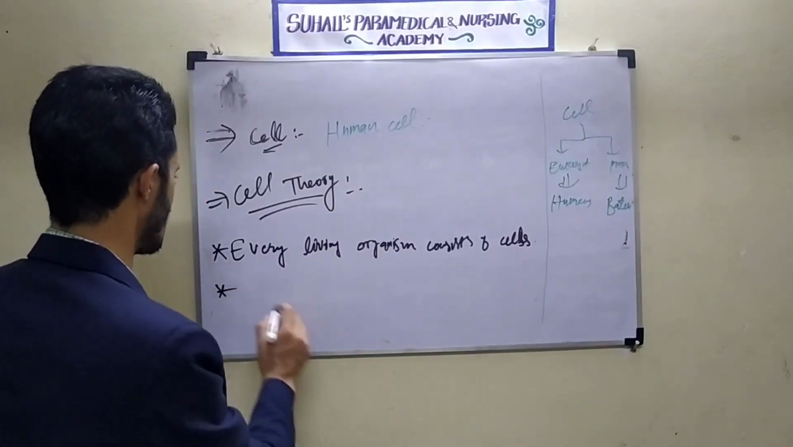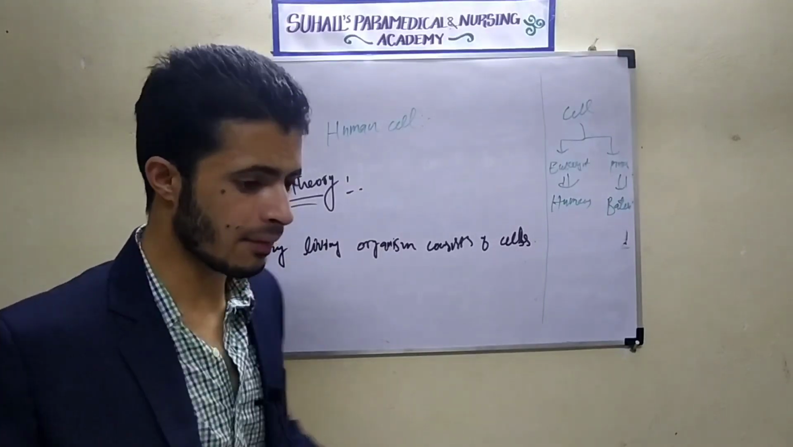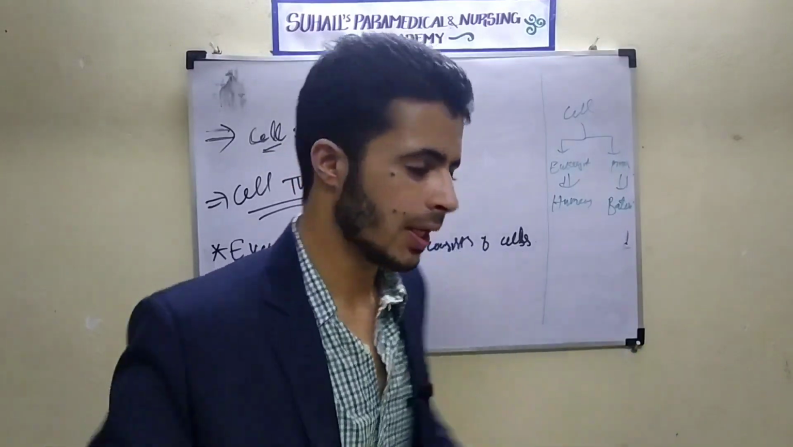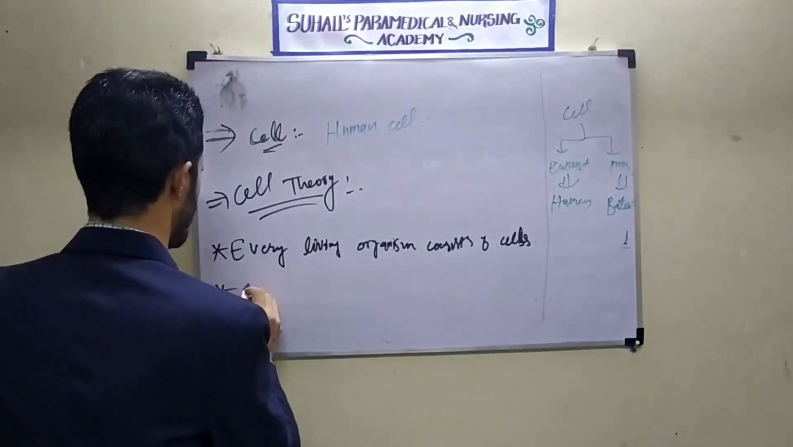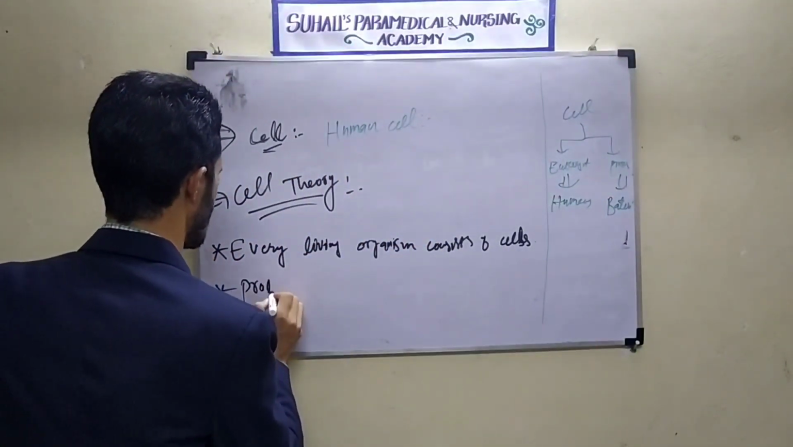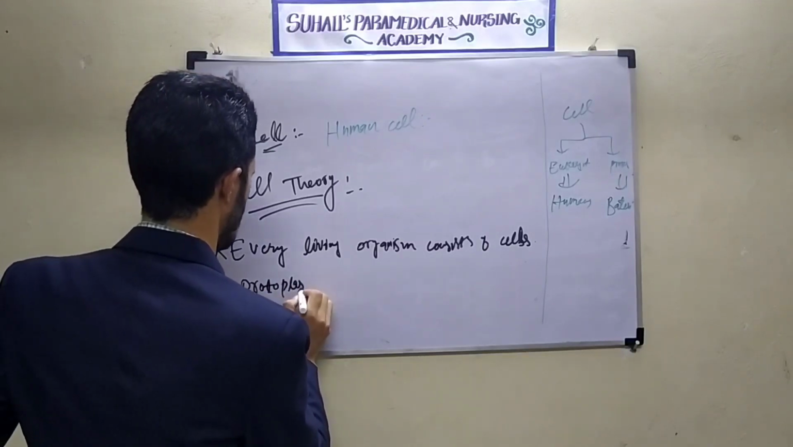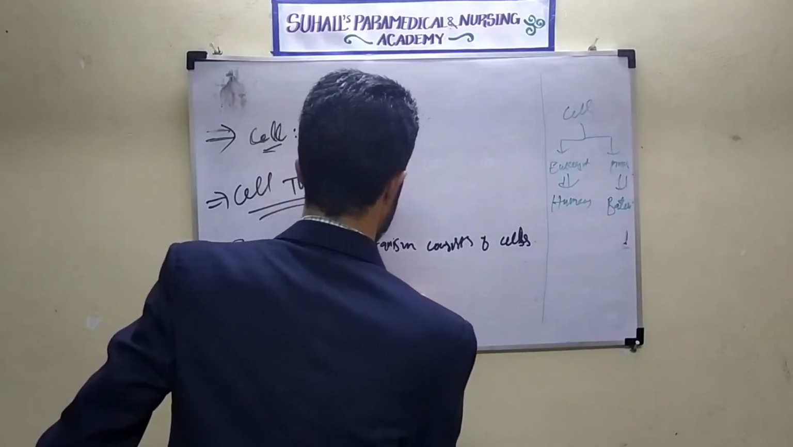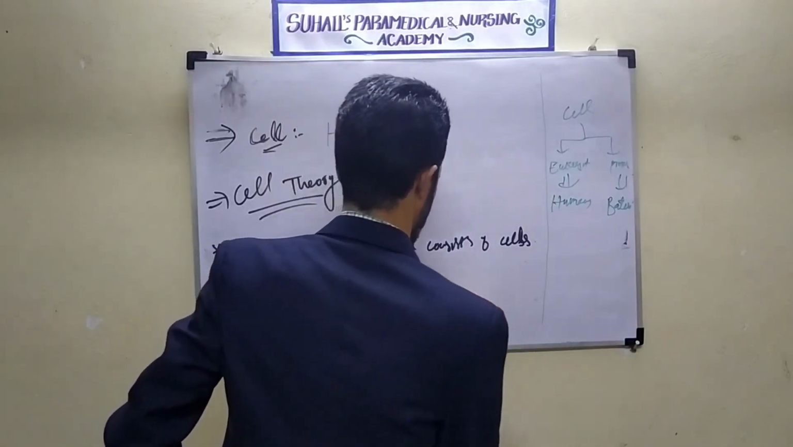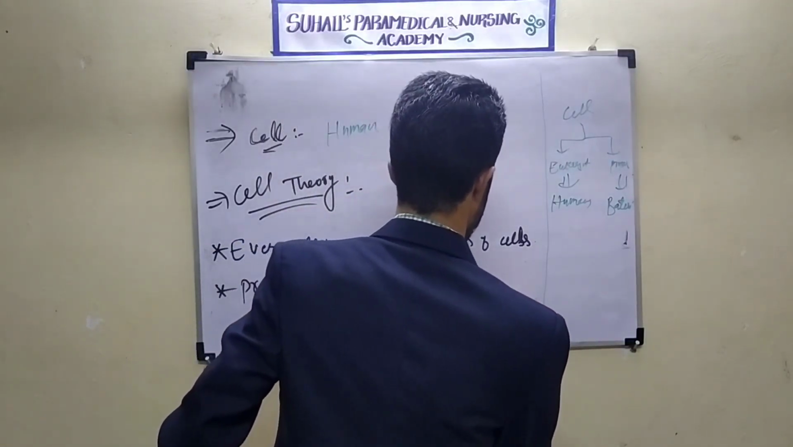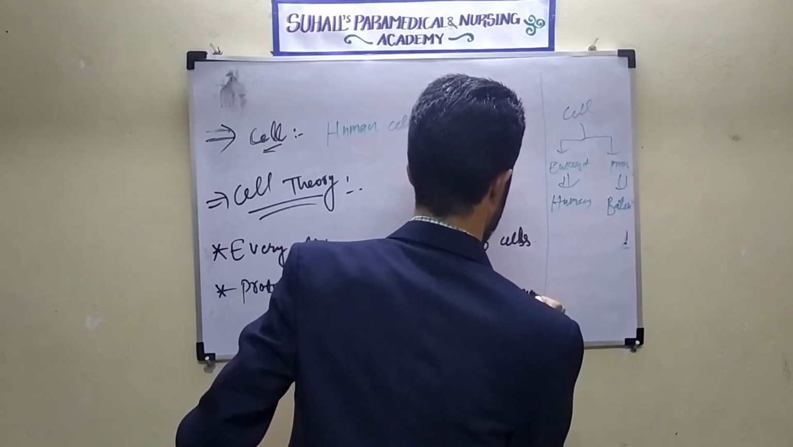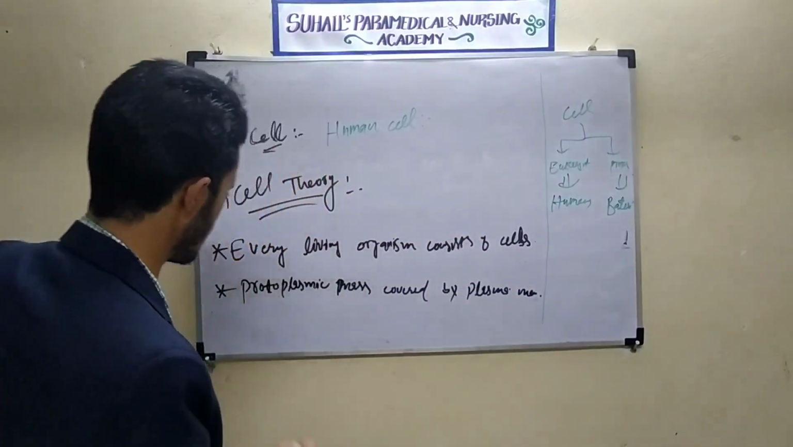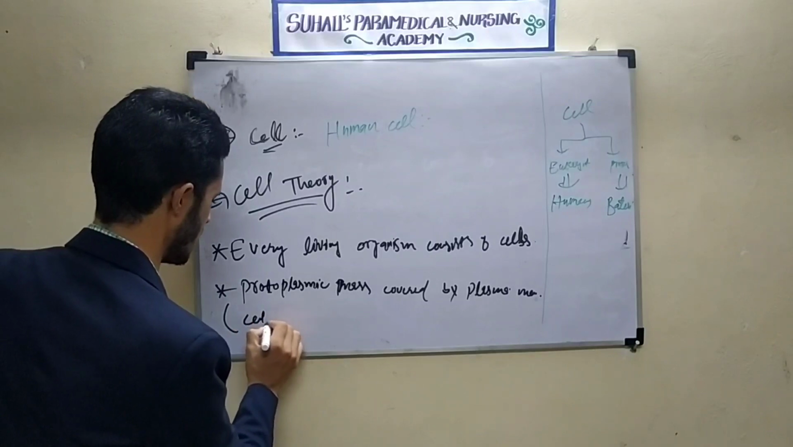Then what did the cell theory tell? It told that in every living organism there is a protoplasmic mass covered by plasma membrane, and in case of plants there is also a cell wall.